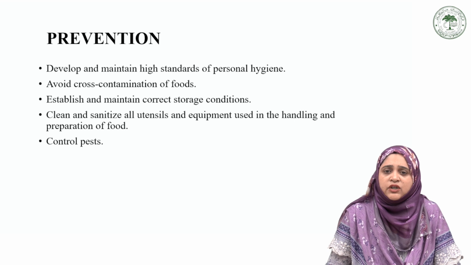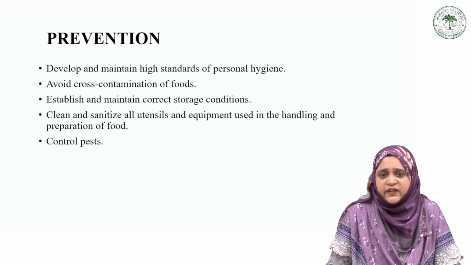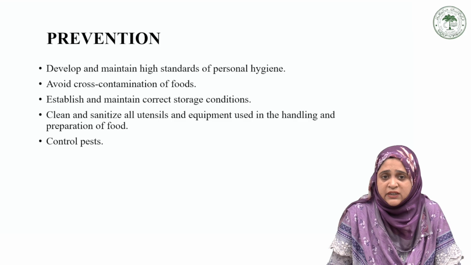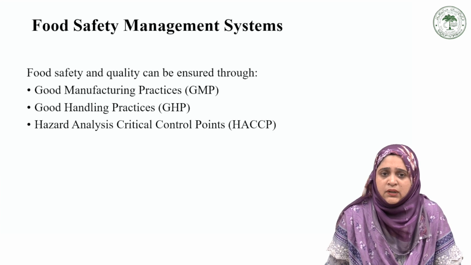Now, after getting the knowledge about food contamination and food toxification, it is important to get acquainted with preventive measures. If we are to adopt the main principles of food hygiene, we must adhere to the following practices: develop and maintain high standards of personal hygiene, avoid cross contamination of the foods, establish and maintain correct storage conditions, clean and sanitize all utensils and equipment used in the handling and preparation of the foods. And lastly, control pests.